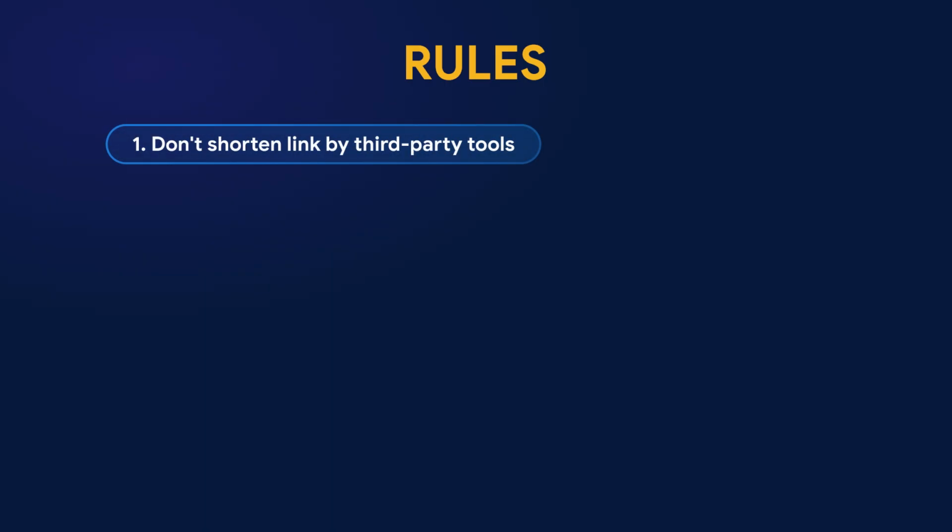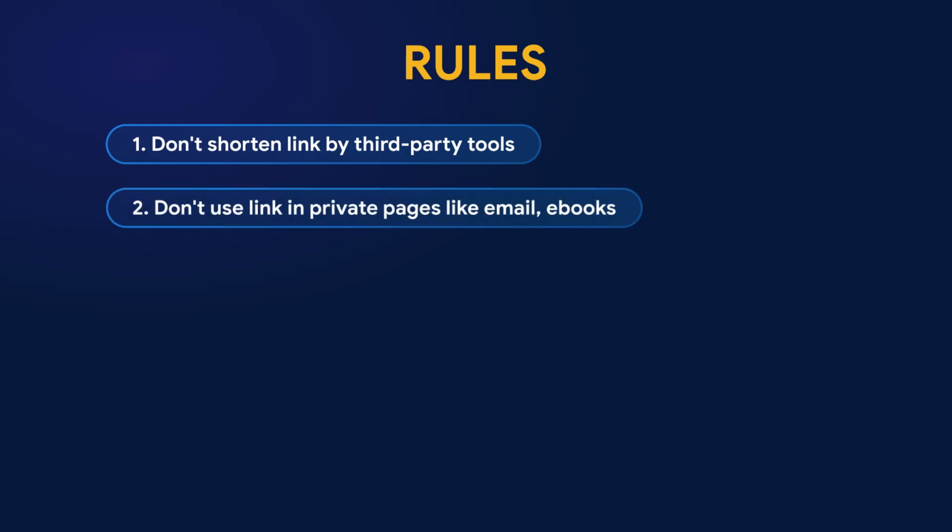When doing affiliate marketing on Amazon Associates, there are some rules you need to keep in mind. You cannot shorten Amazon product links using third-party tools, as Amazon already has its own link shortening feature. Third-party shortened links won't be counted. You cannot use links on private pages like personal emails, ebooks, etc. That's why you should create a website or post publicly on your social channels.